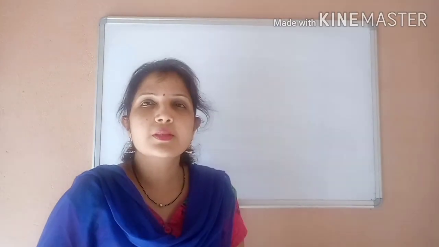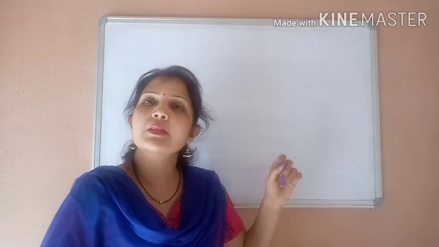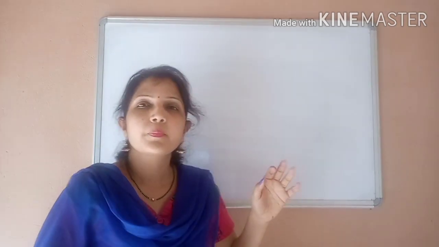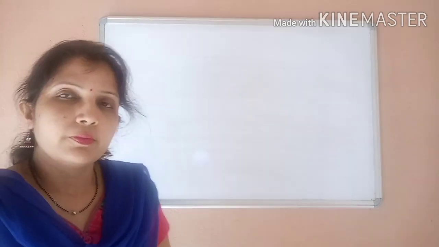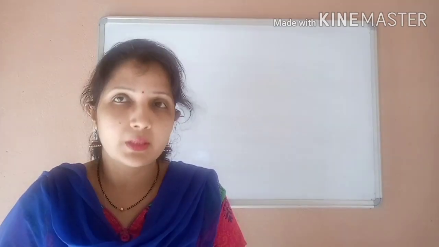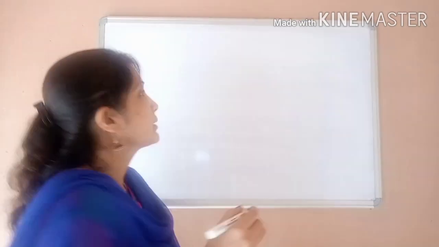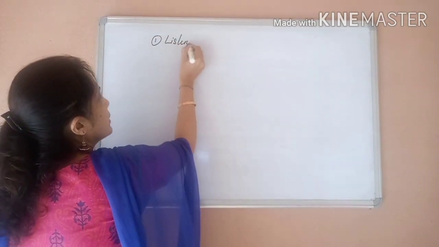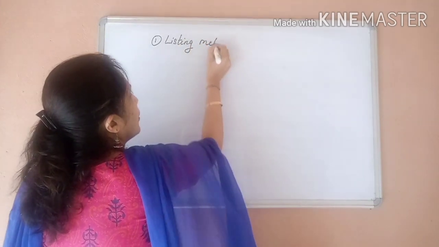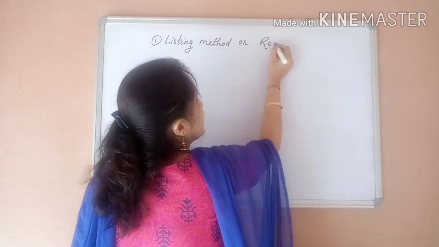Good morning, dear students. In the previous lesson, we have seen how a set is represented, how it is written, and the rules to write down the set. We have also seen the two methods, that is, first the listing method and the second the set builder form. So let's see the first method. The name of the first method is the listing method, or it is also named the roster method.